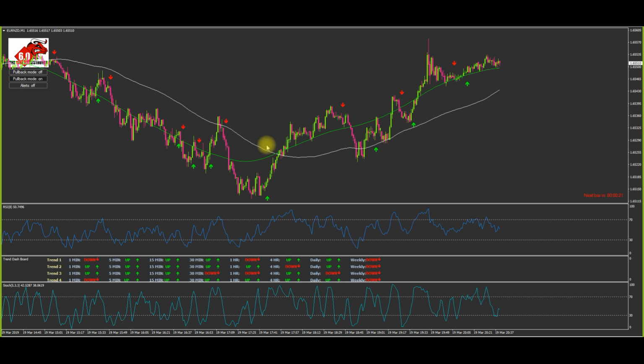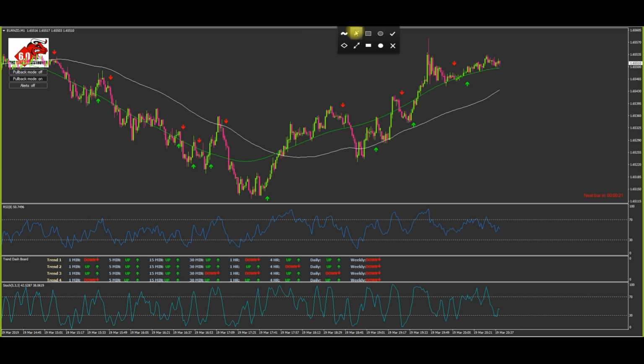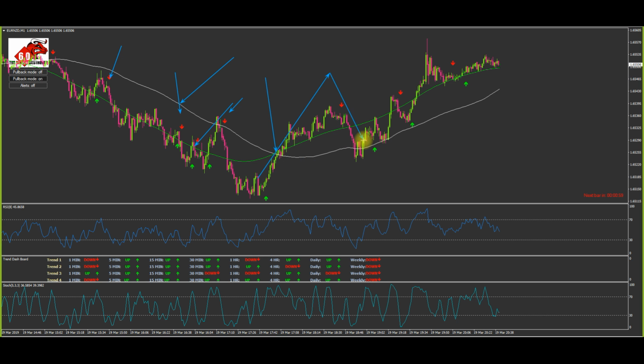Okay, here's another example. Okay, look at this. We crossed over, okay, again, white line on top, downtrend. So we want to take red arrows. Winner, winner, winner, winner. Okay, we crossed over. We take green arrows. It's an uptrend. We trend up, pull back. We get a green arrow.